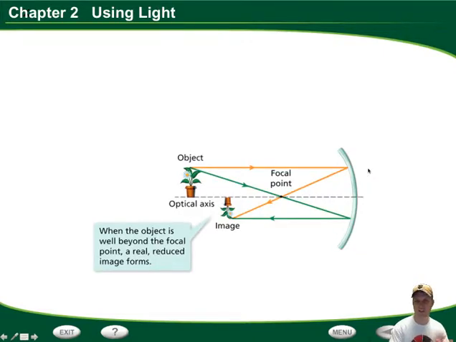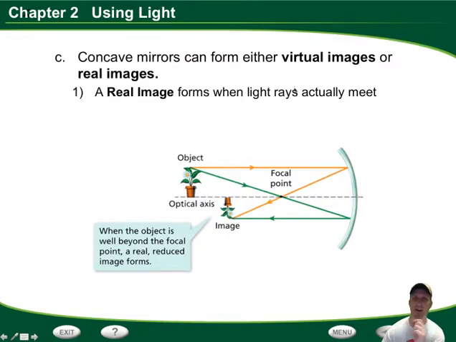So take a look at this. This is pretty interesting. So if you have an object, and here's a concave mirror, okay? The object is beyond the focal point. So here's the object. The light travels, it hits. Now notice it's behind the focal point. The object's past the focal point. You're going to get a real reduced image. Concave mirrors can form virtual images or real images. In this case, we're getting a real image, and this is because light is actually meeting. It's real because the light is actually converging into one point and we're seeing the actual image.